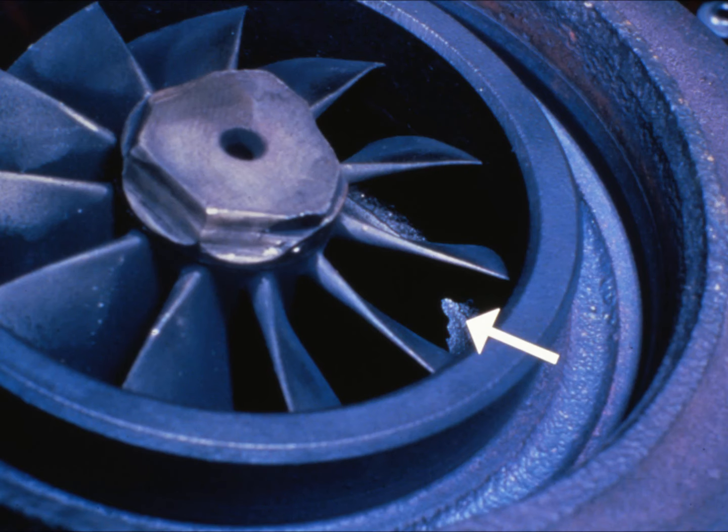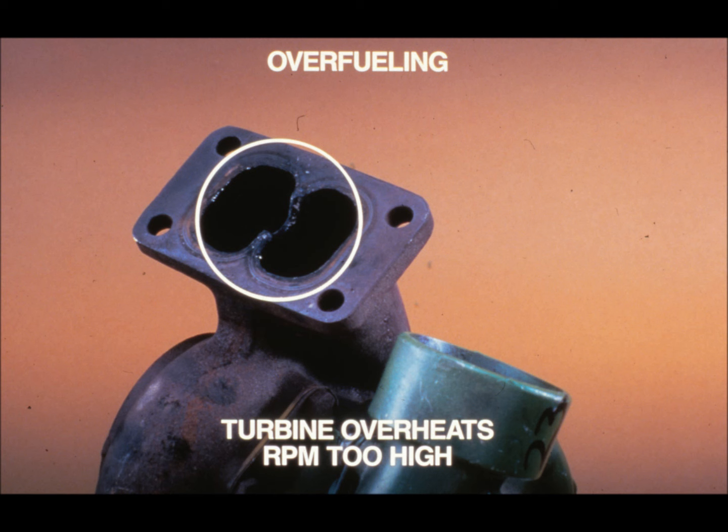Excessive engine exhaust temperatures are another cause of turbocharger failure. The most common cause of excessive exhaust temperature is overfueling of the engine. Exhaust temperatures rise when the engine is overfueled, and the turbocharger will overheat, causing the turbine housing to erode. Turbine speed also increases with exhaust temperature, putting more stress on the entire turbocharger.